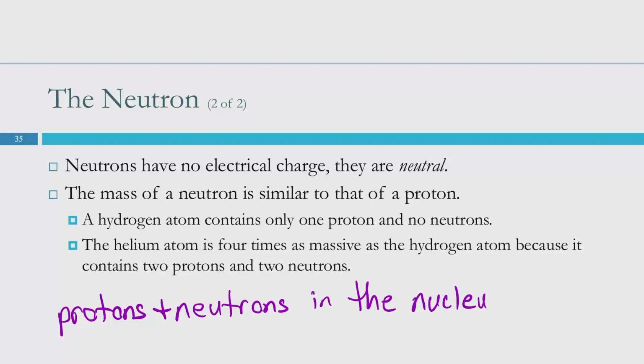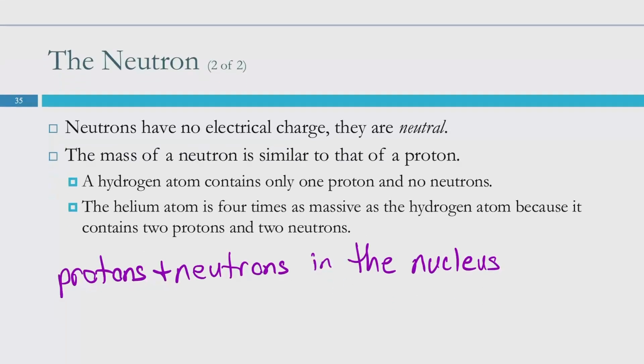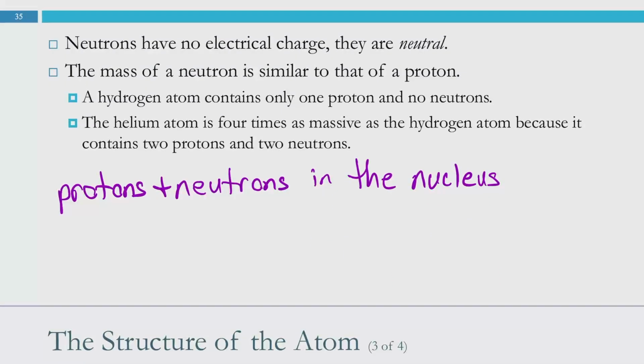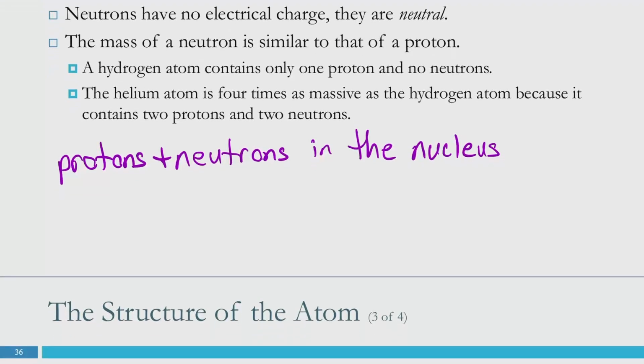And where are our electrons? Where do those live? The electrons on the outside? Around the nucleus, yeah. So protons and neutrons, that's our dense little core, and then we've got electrons flying around the outside.